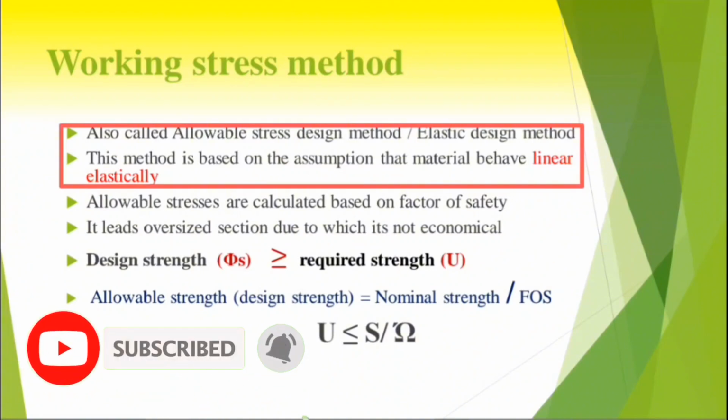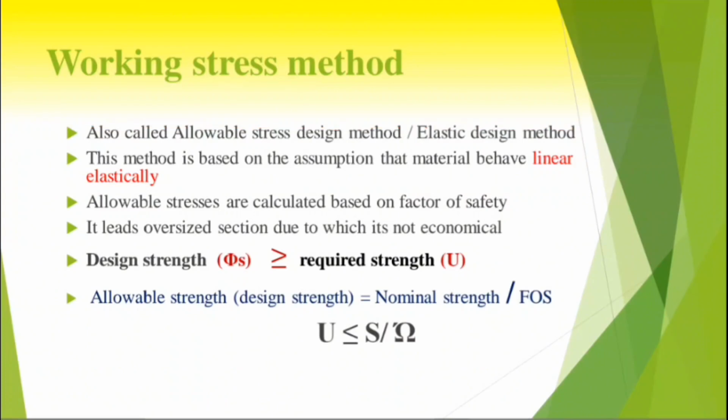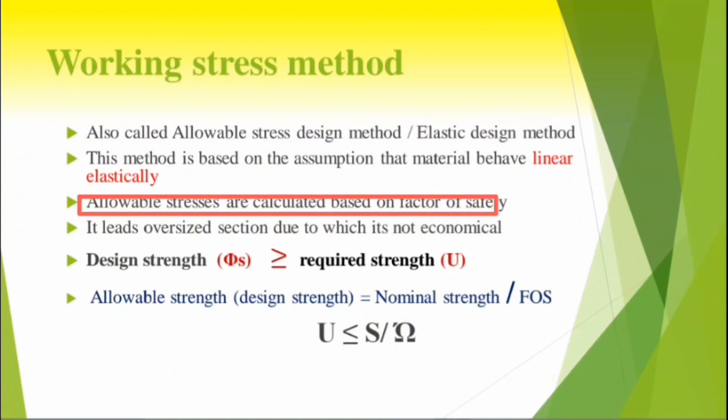Up to the yield point, the stress-strain curve is linearly elastic. So up to this point, this is the main assumption of the working stress design method. In this, we are using the factor of safety to reduce the strength of a section or any structure. The nominal strength is decreased, so this leaves an oversized section due to the reduction in the nominal strength.